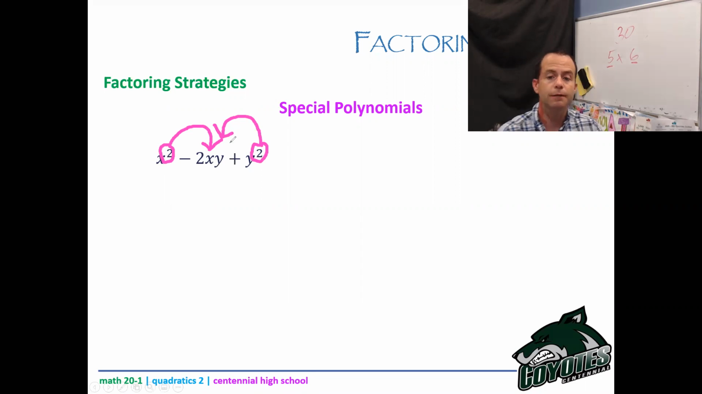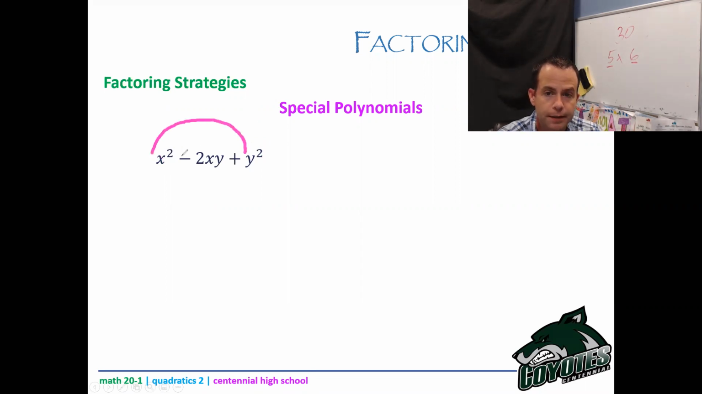I am looking for two numbers that multiply together to give me 1, because this is 1 times 1. So I want them to multiply together to give me 1, and I want them to add together to give me negative 2.